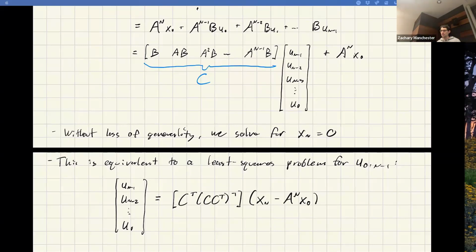I don't have to make x naught 0, but it's fine if you do. It doesn't matter. Cool. So now we have this least squares problem. Given any x naught, and any xn if you want, I can solve this least squares problem for all the u's. Make sense? And this thing here is called a pseudo-inverse.